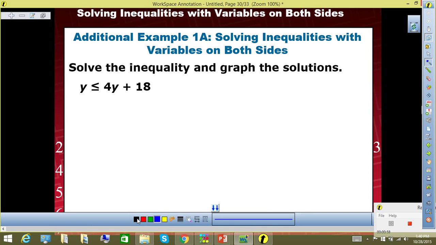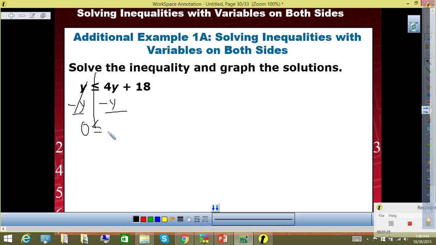Line down the inequality symbol. There it is. So if this was an equation, where would we start? With a variable. Which variable? Think about it, guys. If this was an equation, which variable do we start with? 1y, is that correct? So therefore we subtract 1y from each side. We're left with 0 less than or equal to 3y plus 18.